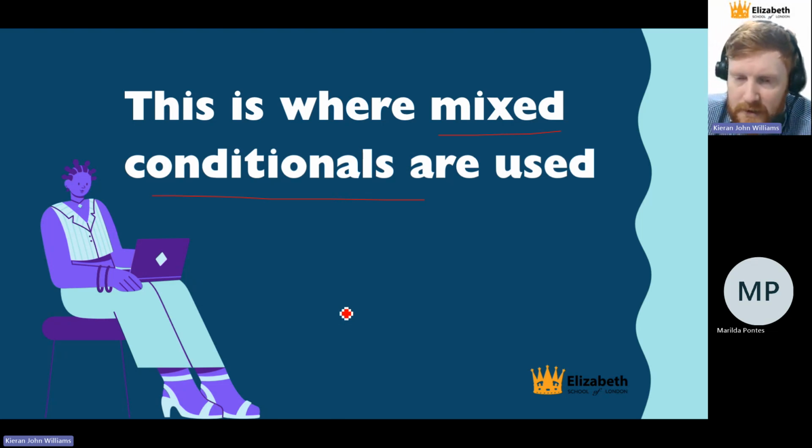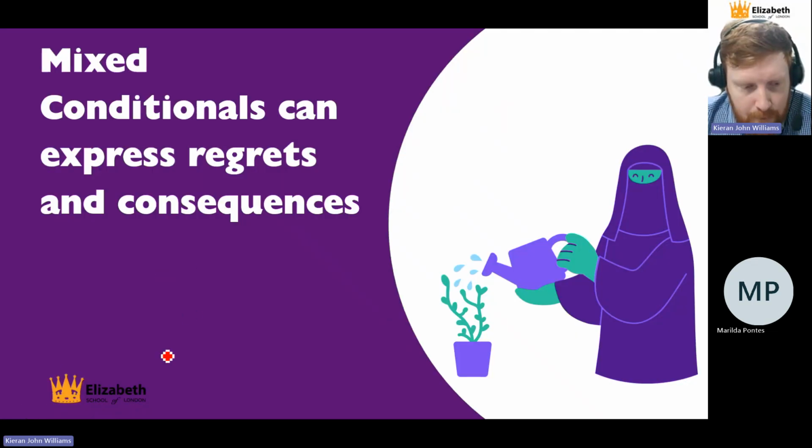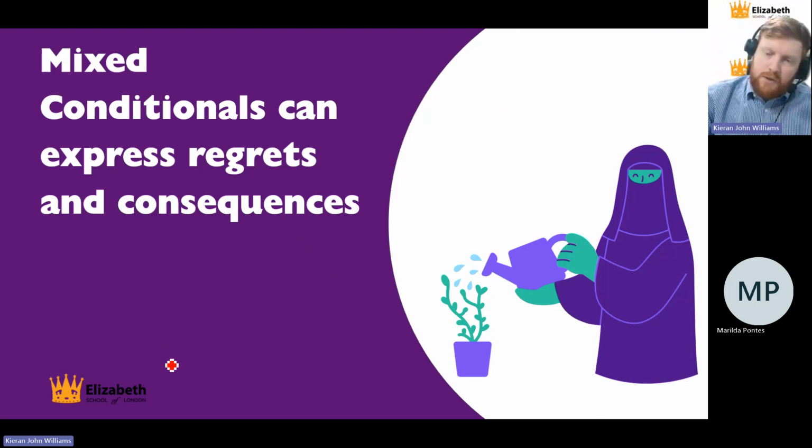and the present with the past, but you also make it in the same way as you take a part of the second, you take a part of the third, and mix them together. Okay. So let's think about what situations use mixed conditionals. So they can be used to talk about regrets and consequences.